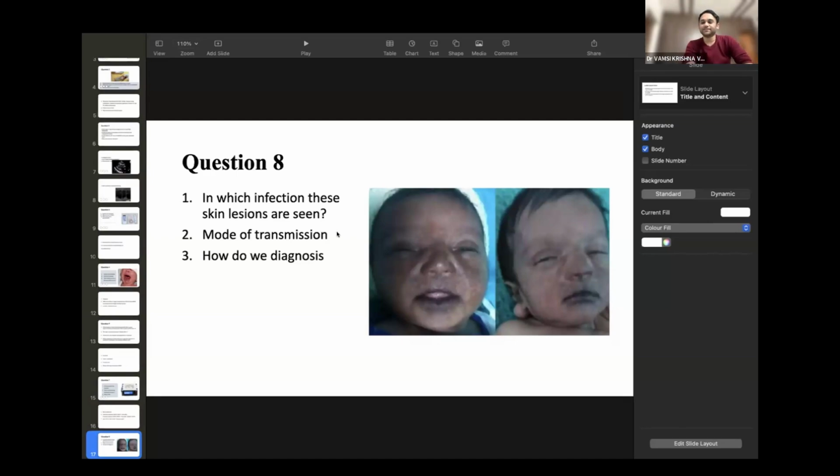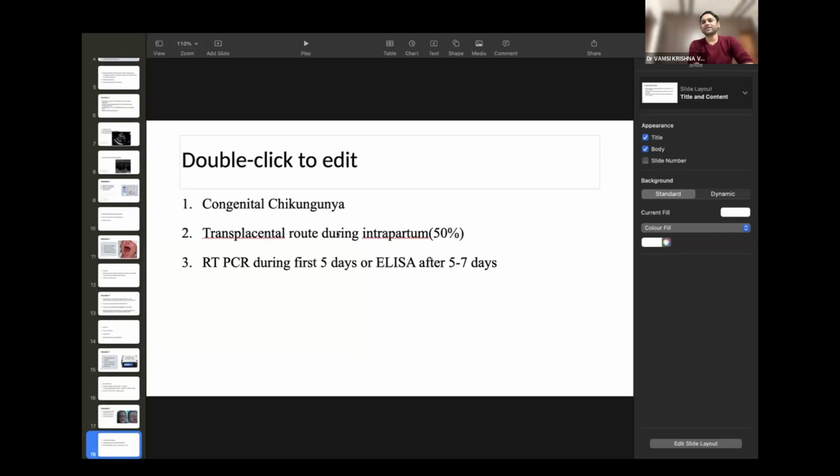So what is the mode of transmission in the neonates? Yeah, vertical transmission, usually happening during the time of delivery. How do you diagnose this? Okay, it's congenital chikungunya. The transmission route is transplacental, happening during the intrapartum period. Nearly 50% chance is there when the mother has chikungunya around the time of delivery. In the first days we need RT-PCR. After that, ELISA is useful. After 5 to 7 days, we can identify the antibodies.